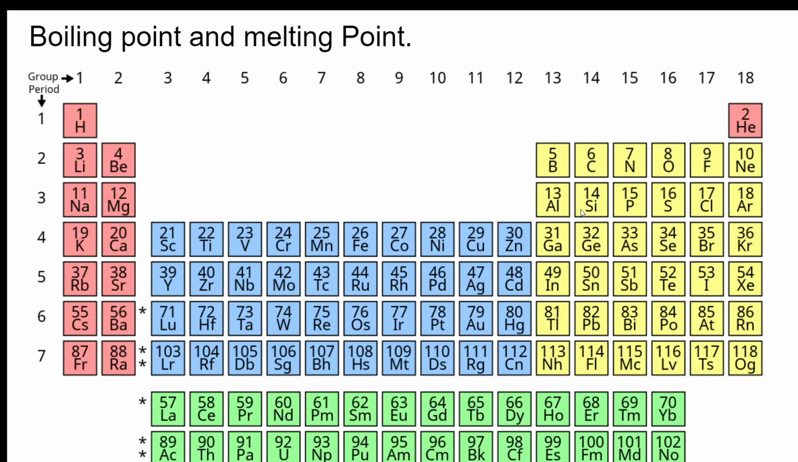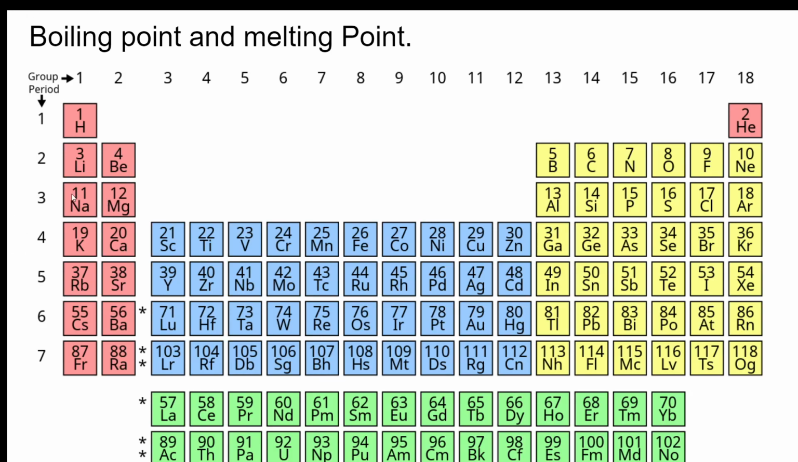Okay, next what we're going to do is we're going to go ahead and talk about boiling and melting point, which are important factors here. And boiling and melting point for the elements is going to be definitely determined based on where they are in the periodic table and what type of bonding that they'll be able to do.